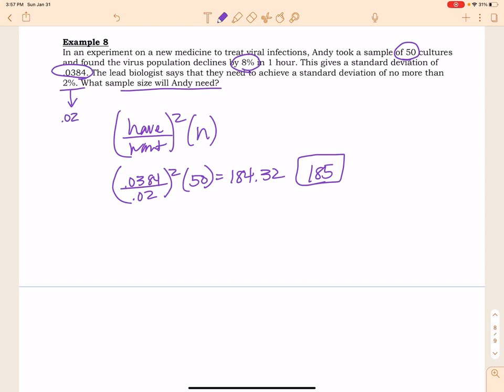The lead biologist says they need to achieve a standard deviation of no more than 2%. Remember, larger sample size, less variability. I don't want it to be more than 2%, so going up is preferred. Okay, so we're going to round this up, and it will make a difference on the AP test, so be careful with that.